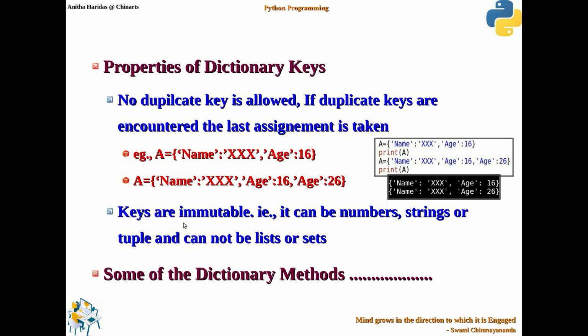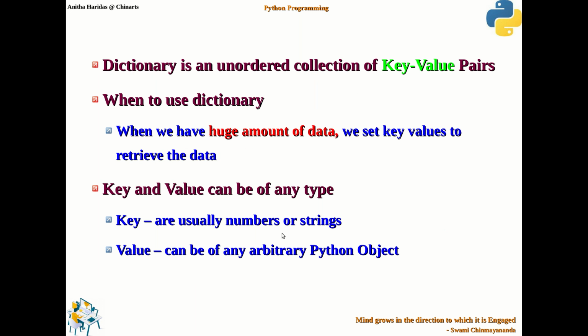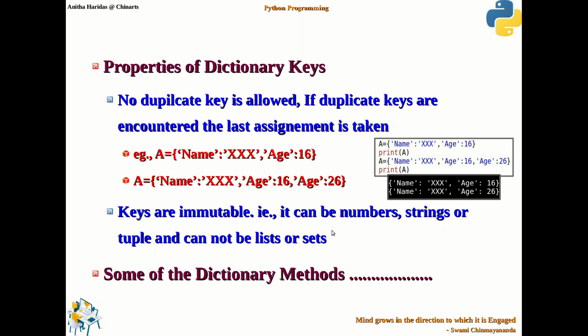And not only that, keys are generally immutable data types. That is why in our previous slide we had seen it is generally numbers or strings. So it can be only an immutable object. Generally it will be numbers, strings or tuples. And it cannot be objects like list or sets because these are mutable. So in general, keys will be of immutable data types. By convention, we generally use numbers or strings. Very rarely we will use tuple, but numbers or strings are generally used as keys in a dictionary.